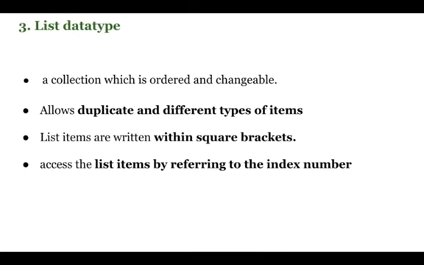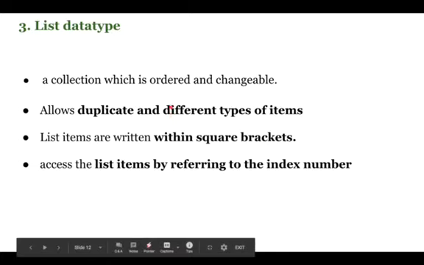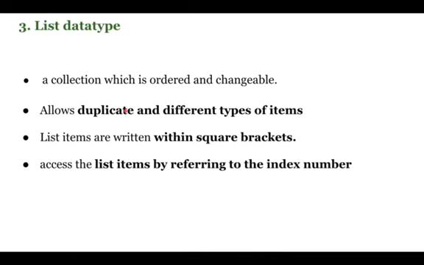The third data type is list, which is a collection that is ordered and changeable, and it allows duplicate values and different types of items. In the list you can have integers. A single list can have an integer data type, string data type, and a floating point data type also. Different types of items are allowed here, and duplicate values are also allowed. The list items are given within square brackets, and each item is separated using a comma.